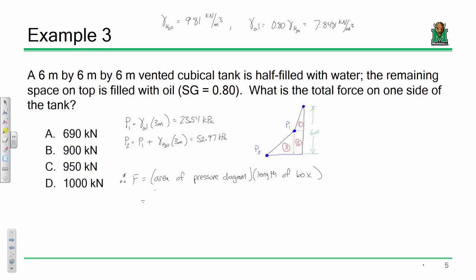tell me how to write the area of the first one. P1. There we go. Plus 3 times P1 times 3 meters plus P2 minus P1. There you go. Times 3/2. And all times 6. There we go.